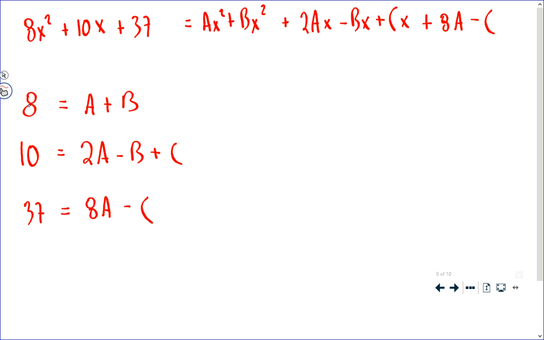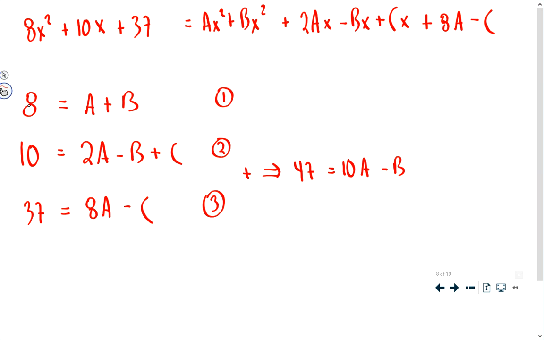And now your problem is, how can you work with these 3 equations to start eliminating some of the variables so that you can solve for the other variables? One of the things I notice, and again, I'm going to label these equations, equation 1, equation 2, and equation 3, is that when I add equation 2 and 3, the c's go away. So if I add these 2 equations, I end up with 47 is equal to 10a minus b. 10 plus 37 is 47. 2a plus 8a is 10a. We have minus b, and then the c and the negative c added give you nothing.